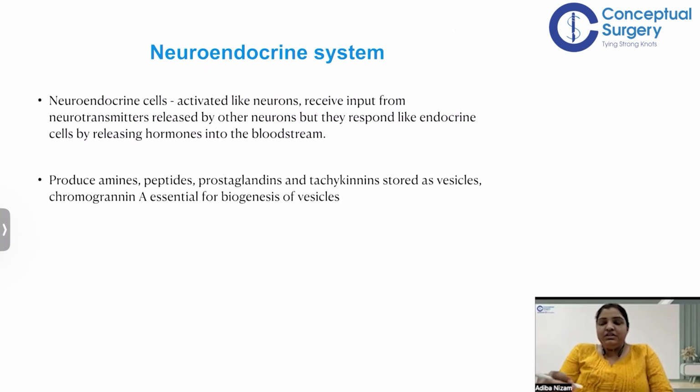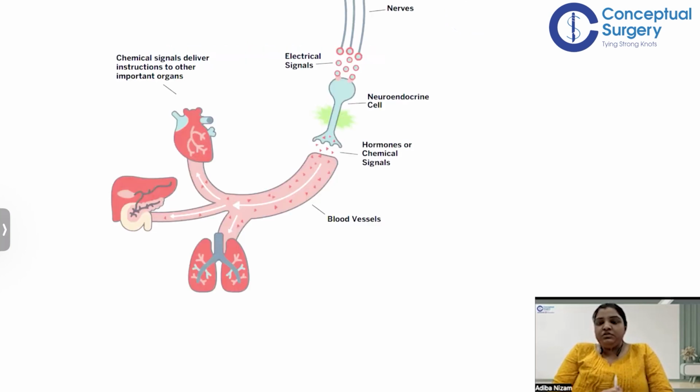These cells produce a multitude of amines, peptides, prostaglandins, and catecholamines in response to this neuronal stimulus. These are synthesized with the help of chromogranin A and stored in these cells in the form of vesicles. When the neuronal input comes in, these cells will release the chemicals stored in these vesicles into the bloodstream to cause downstream effects. So in this diagram, we see that nerves will act upon the neuroendocrine cells, which will in response release hormones into the blood circulation, and then these hormones will produce their effects on the target.